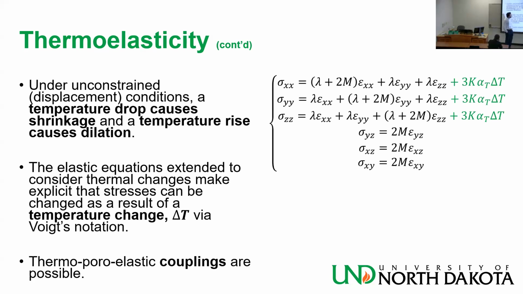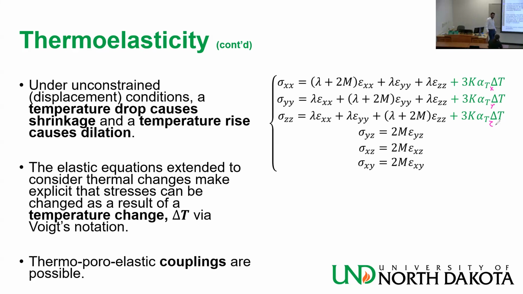It affects only my normal stresses. It basically acts like the pressure in every direction. But what if I have anisotropy? What if the alpha T is one value in one direction, this is another value, and this is another value?